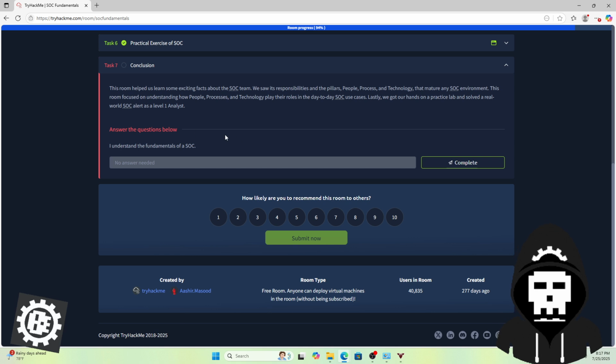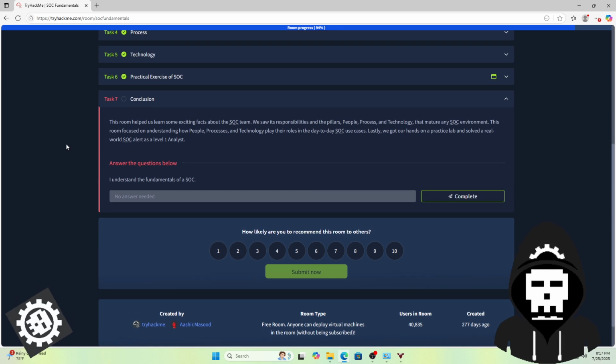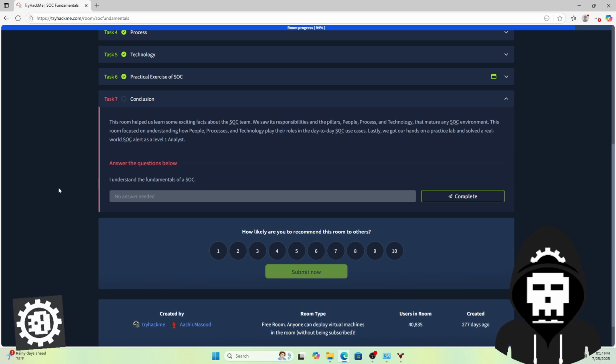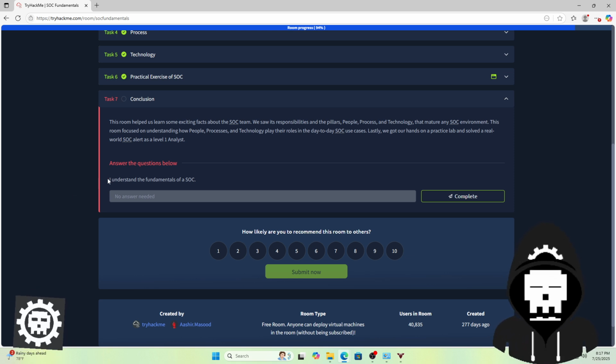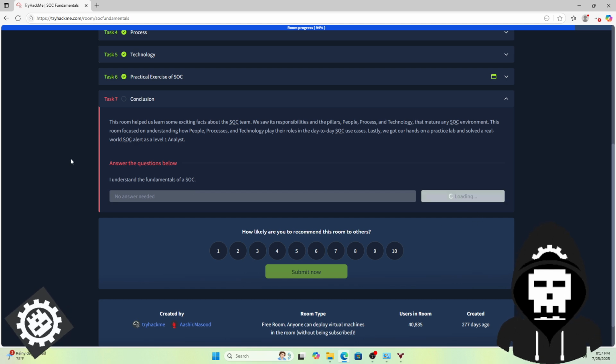So, this room helped us to learn some exciting facts about the SOC team. We saw its responsibilities, pillars, people, processes, and technology that mature a SOC environment. This room focused on understanding how people, processes, and technology play a role in their day-to-day SOC use cases. Lastly, we got our hands on a practice lab and solved a real-world SOC alert as a level 1 analyst. So, I understand the fundamentals of a SOC. Yes, I do.